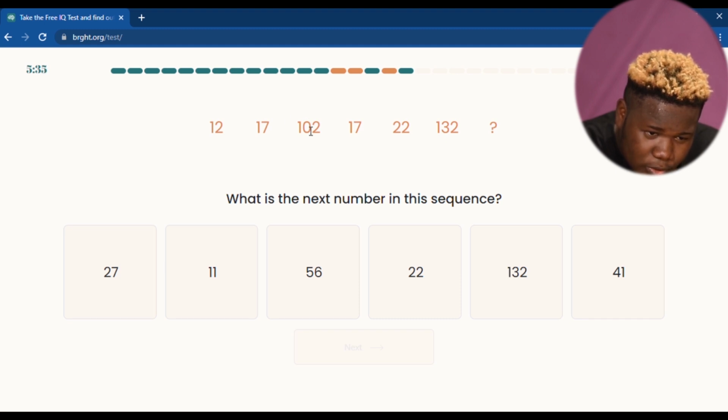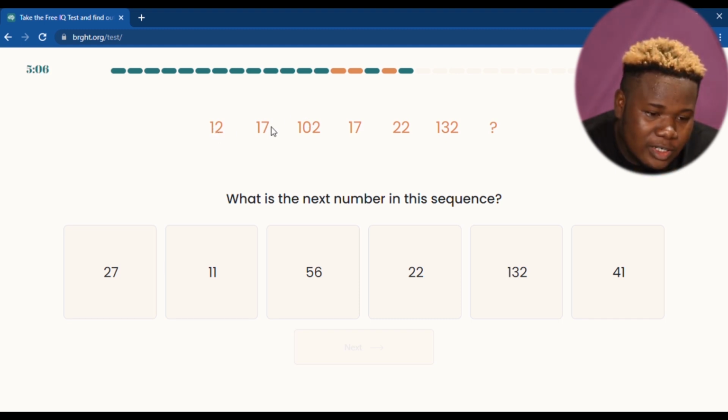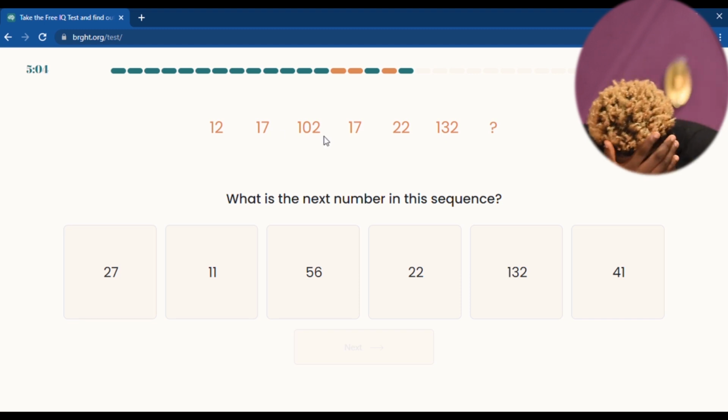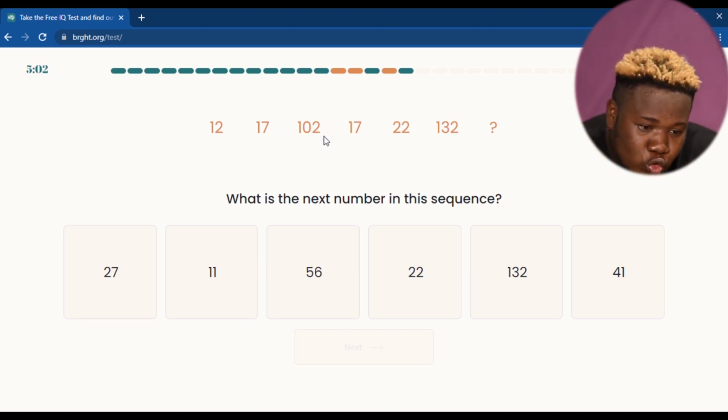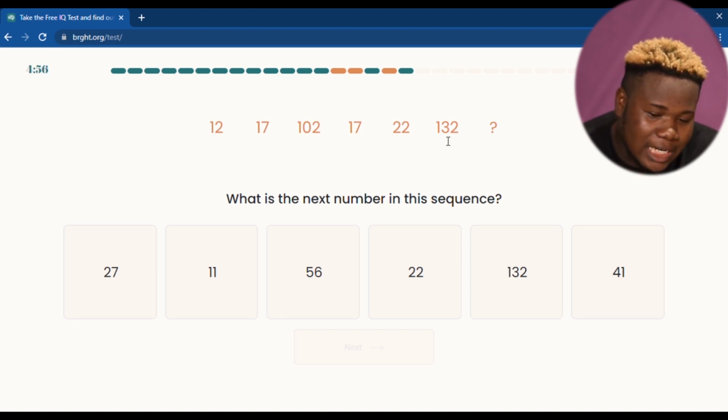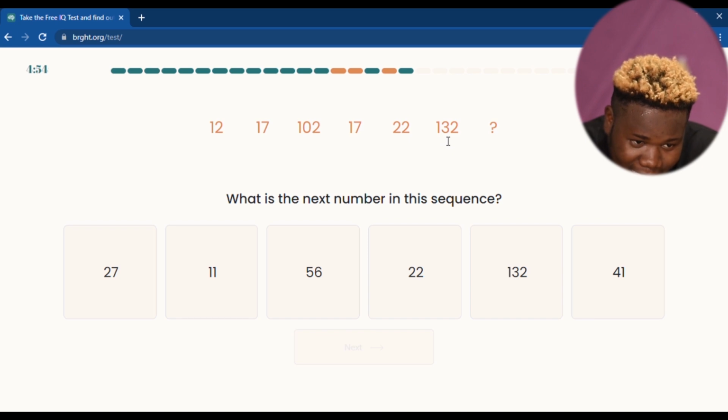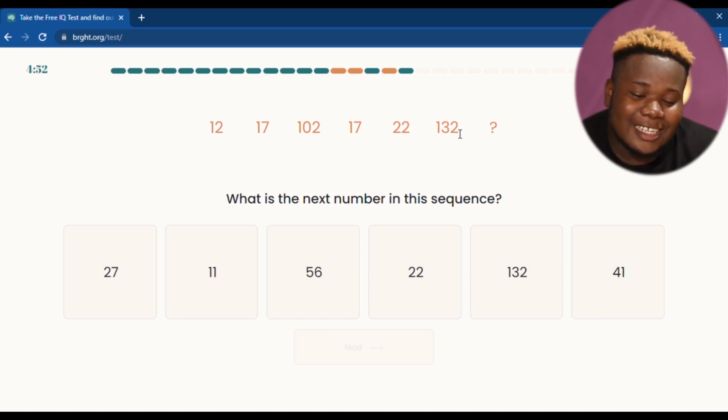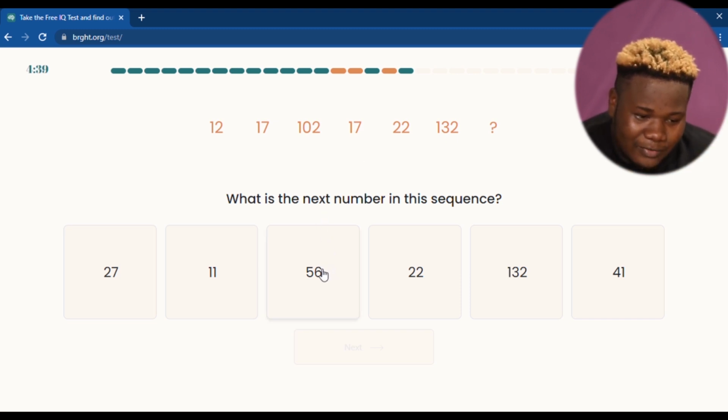So how do we get 102? 12. 90s. Oh god, 92 minus 7, 85. So if it's 22 plus 85, okay, 32 minus 85. Let's go. 32 minus 80. That is okay. Minus 30, 150. You know what? Let's send 56.